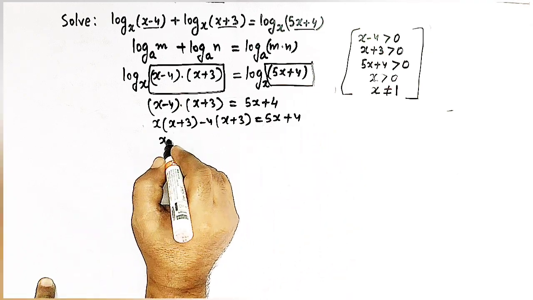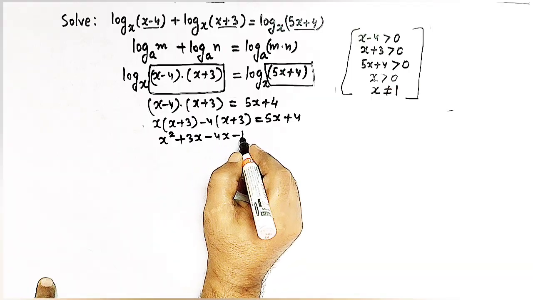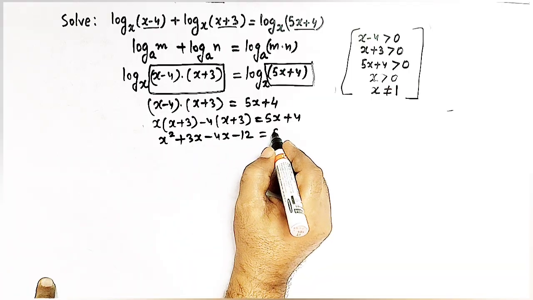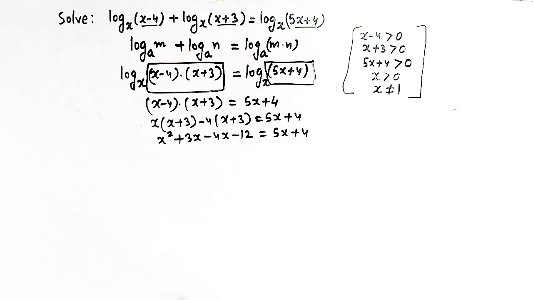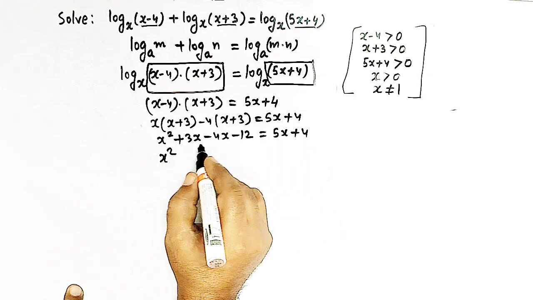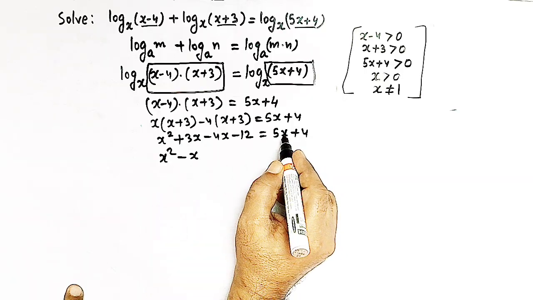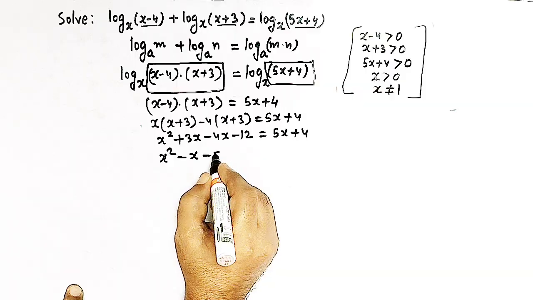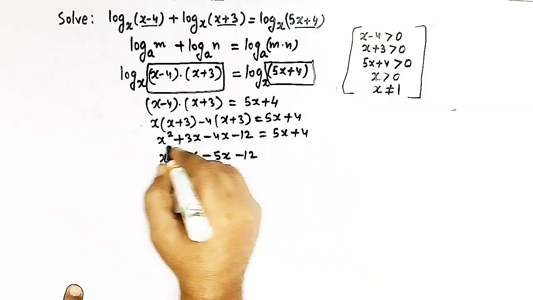So here we have x squared, then we have 3x minus 4x minus 12, and this is 5x plus 4. So now let us rearrange the terms here. We have x squared. This is 3x minus 4x is minus x. And we can take 5x to this side. Then we have minus 12. And we can take 4 to this side.